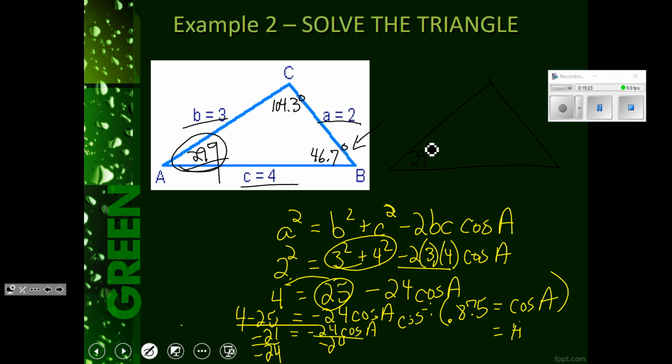Do you understand that? So if you want to make sure that you don't get that ambiguous case, do you understand what I'm saying? I just use law of cosines the whole way through. Does that make sense? But let's think about here. We knew that this was 3, this was 2, and this was 4. When we found this second angle, there is another option to that. What's the other option to 46.7?